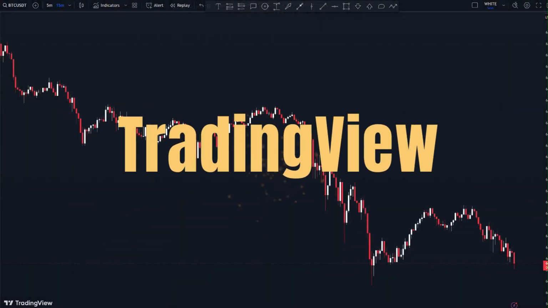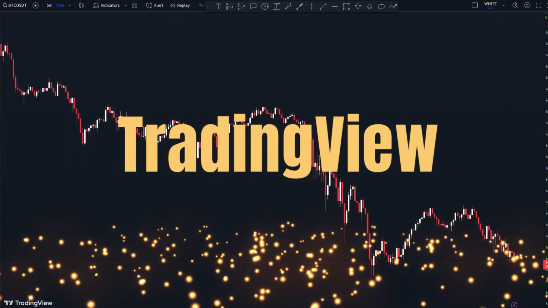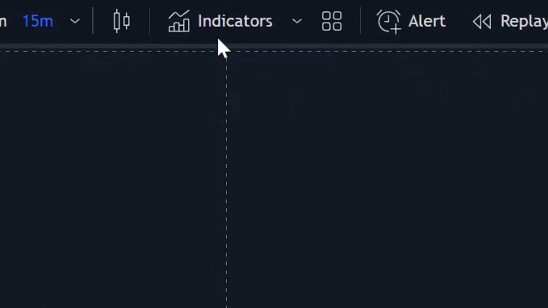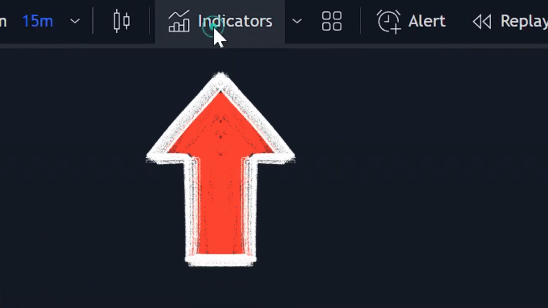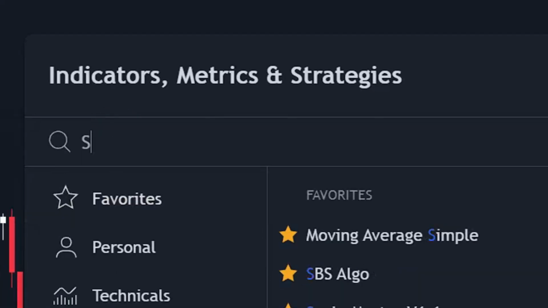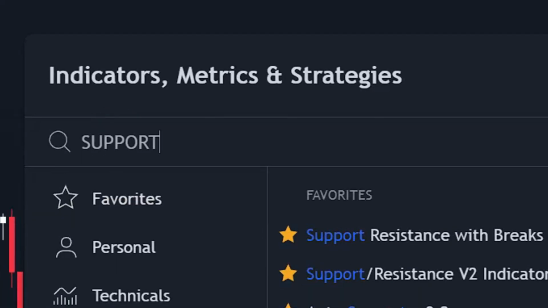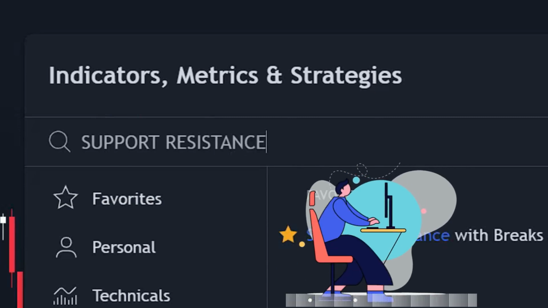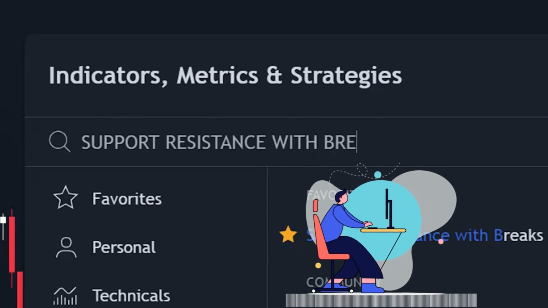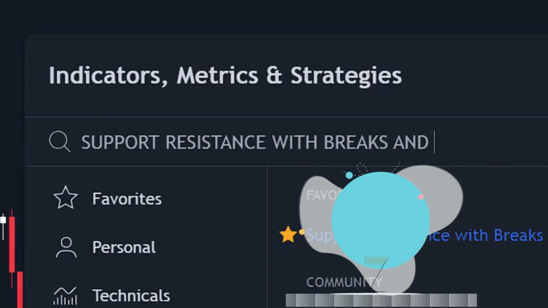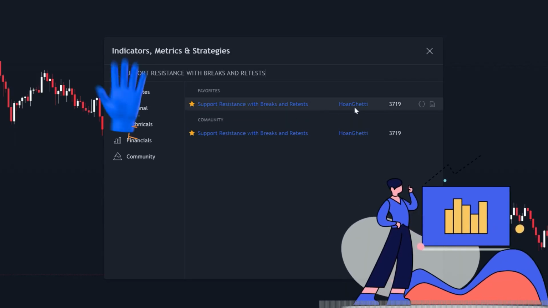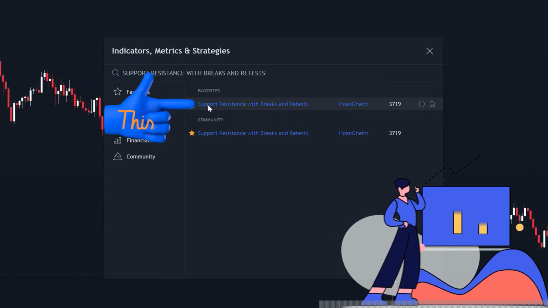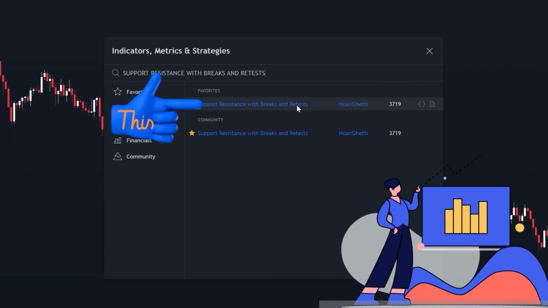Hop on over to TradingView and head straight to the indicators section. That's where you'll find a treasure trove of awesome tools. Keep an eye out for the support resistance with breaks and retest indicator. Once you spot it, just give it a click and add it to your chart. Boom, you're already on your way to trading mastery.